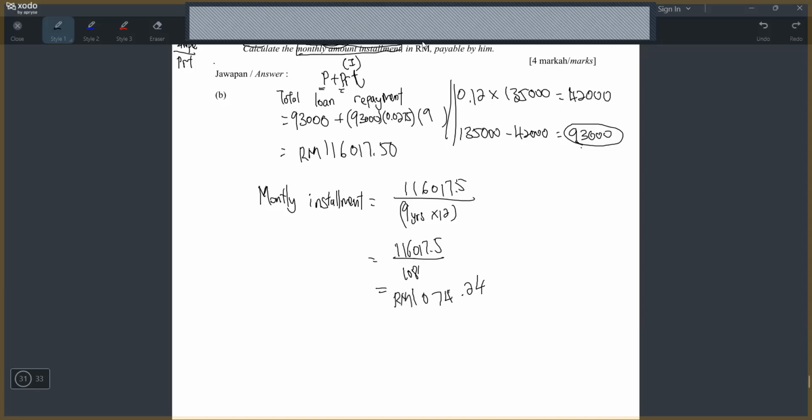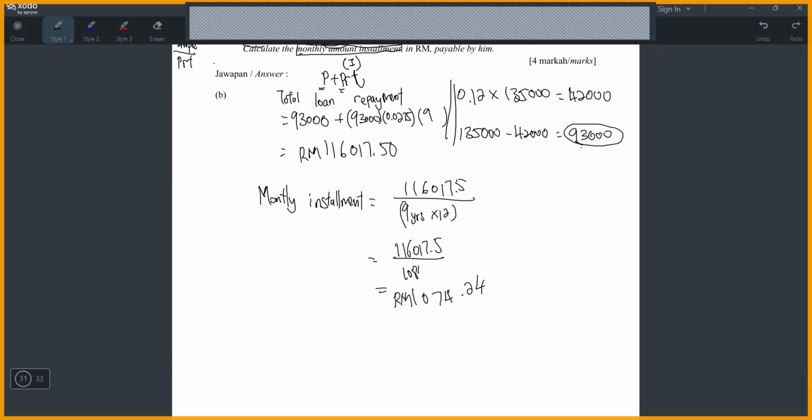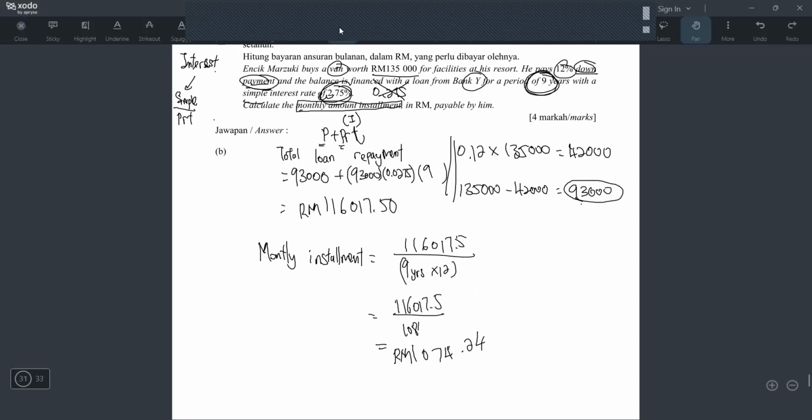Okay, it's not the same. Maksudnya, saya buat salah. Okay, mana saya buat mistake? Anybody? Mana saya buat salah? 135,000 minus 40. Okay, I think I did wrong here. Sorry, wrong calculation. The method is correct already. My formula is correct, but my looking salah.